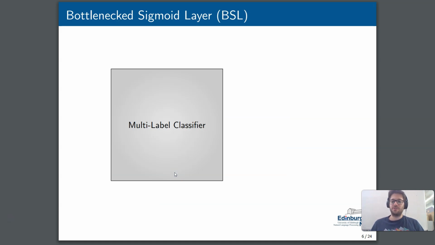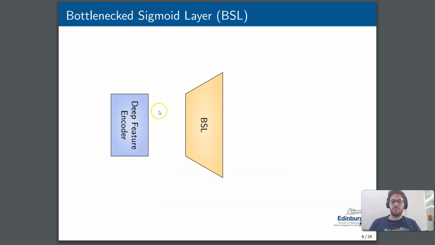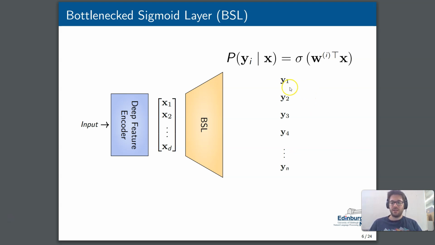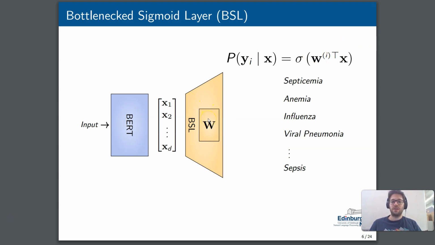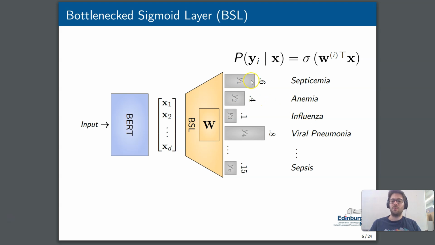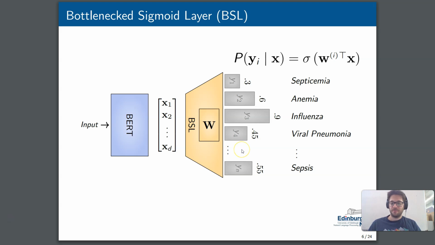Okay, so let's apply the BSL to the Mimic dataset. If we open the classifier, we have our feature encoder, we have an input, which is a document, we get a feature vector, and now we want to predict labels. The way the BSL does this is we compute a dot product per label, so we have a weight vector per label, and these are the parameterization of the BSL, so each row here is one of these W_i vectors. And we compute the activations for the labels in the Mimic dataset by taking the sigmoid of each of these dot product activations. So these are the probabilities for one input, and maybe this is the probability for another input.